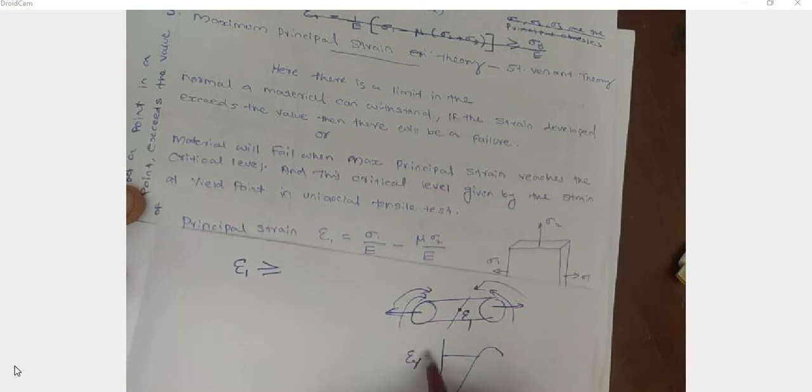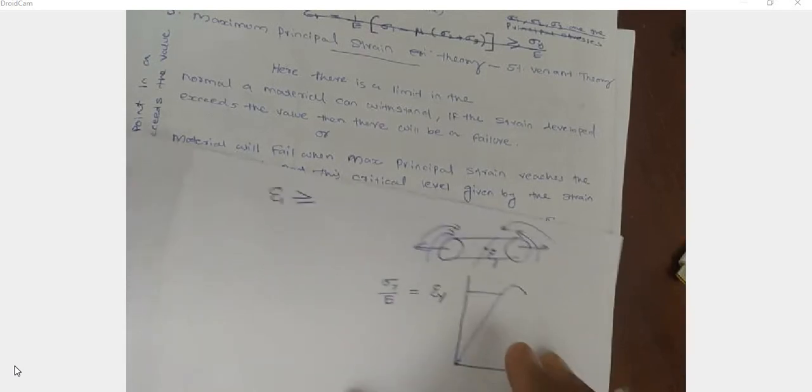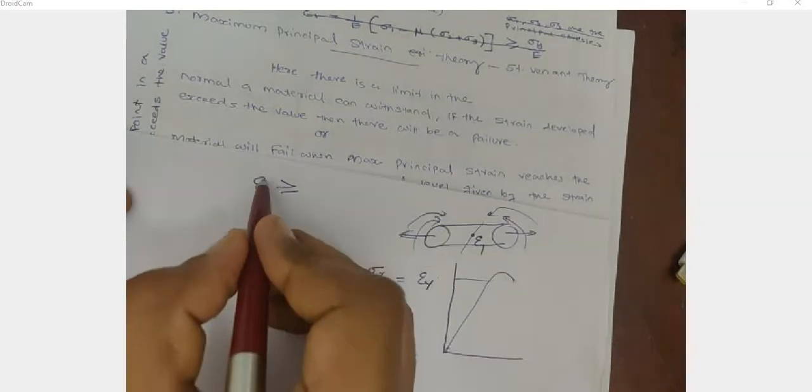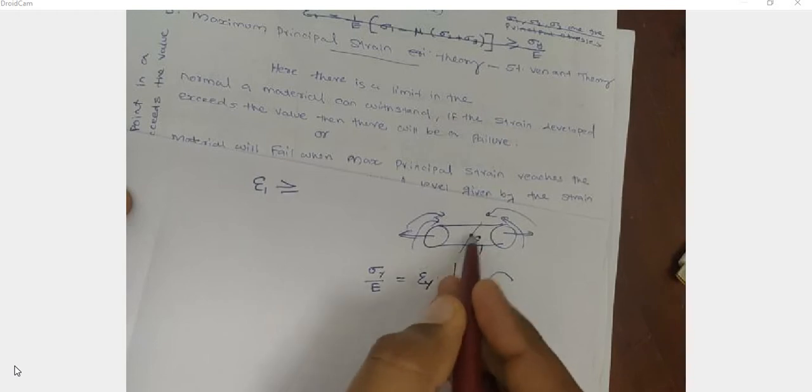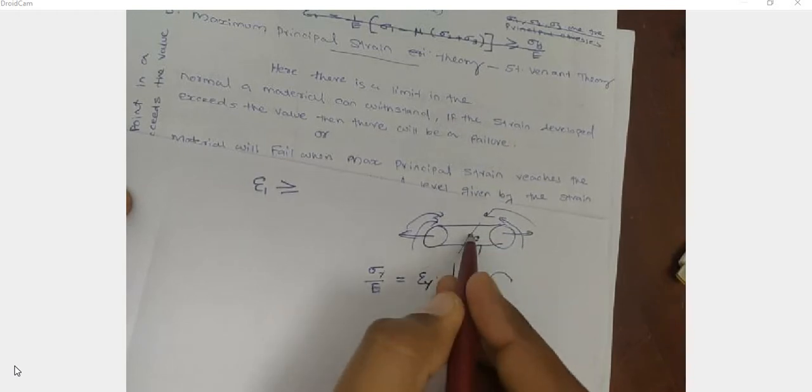How can we calculate this strain corresponding to the yield point? Nothing but the yield stress divided by E. That is the strain corresponding to yield point. So if the maximum normal strain, or principal strain, developed at any point on this body is greater than the strain corresponding to the yield point in the uniaxial tension test, then there will be a failure. That is the maximum principal strain theory, or Saint-Venant's theory.